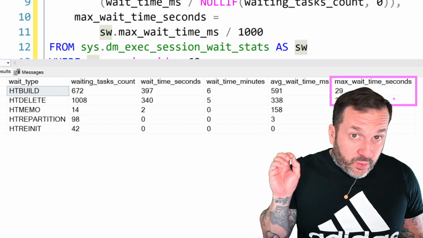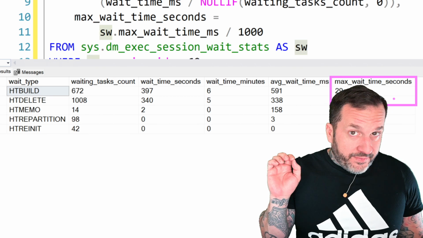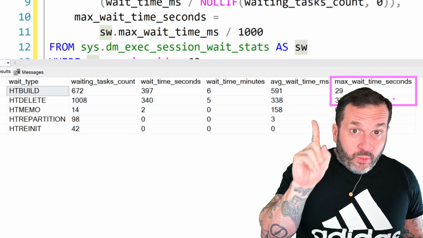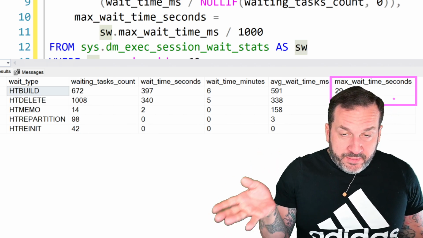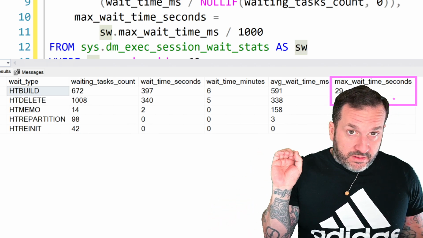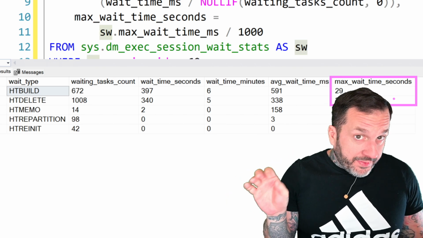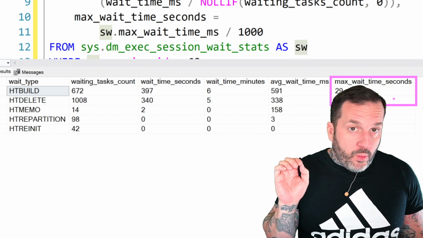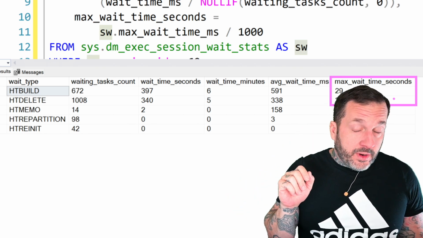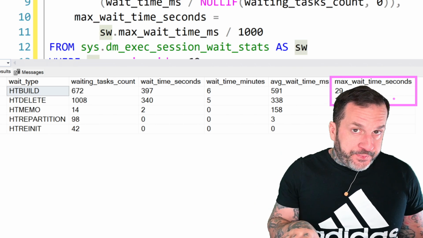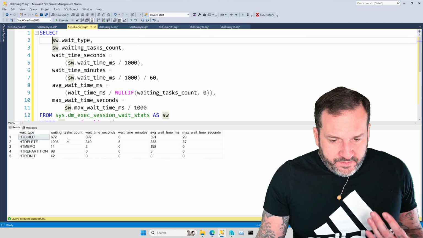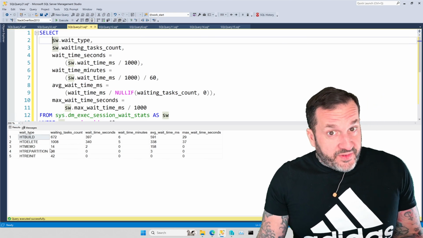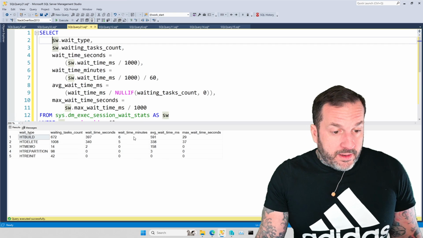That's seconds. 29 seconds we waited on this wait. Like once, that was the max wait time that we had for it. And ditto the HTBUILD below it, where 37 seconds was the longest recorded wait on the specific wait type while that query was running for 2 minutes. So pretty wild stuff in there, right? So again, coming back, these waits, not your friend when they start piling up in this way.